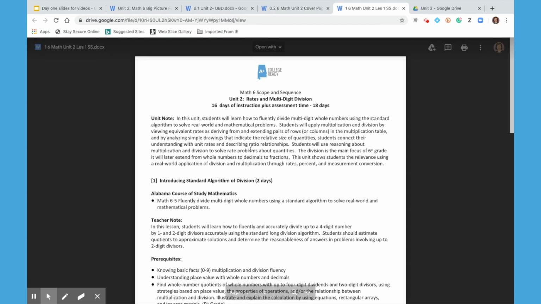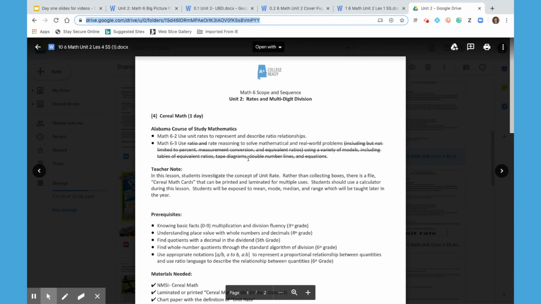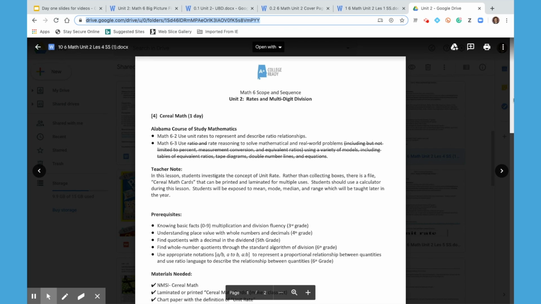As you look at unit notes, this is where it will have areas of what students will be applying in math, and what prior skills they will have had to be able to do the unit. And now the scope and sequence. We have the Alabama course of study, those two, and again, those strike-throughs are things they're not going to accomplish with this.